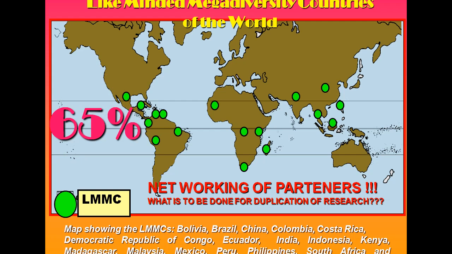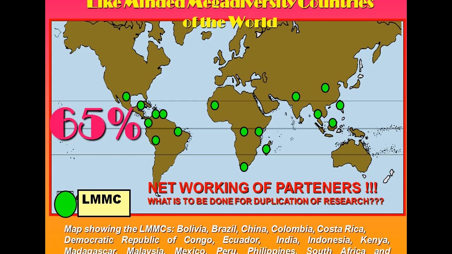And those countries which have this maximum biodiversity are called mega biodiversity countries. What are those countries? Bolivia, Brazil, China, Colombia, Costa Rica, Democratic Republic of Congo, Ecuador, India, Indonesia, Kenya, Madagascar, Malaysia, Mexico, Peru, Philippines, South Africa, and Venezuela. See, the countries which I have just named are all rich in diversity. They may not be rich in terms of economies, because no European or American countries are named in this mega biodiversity list.